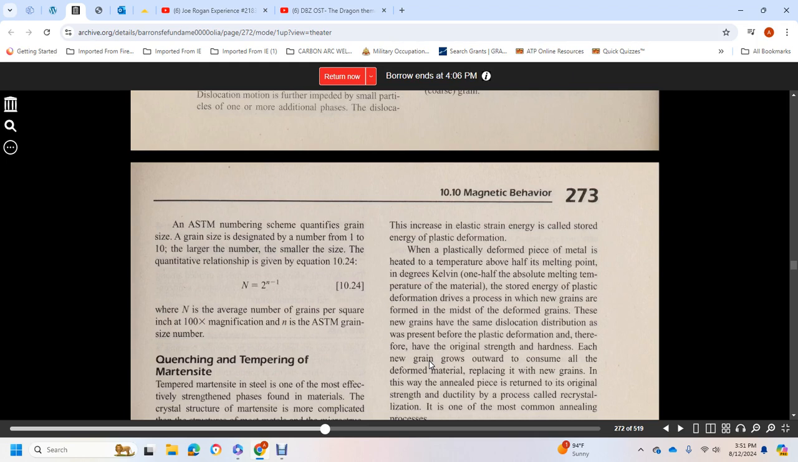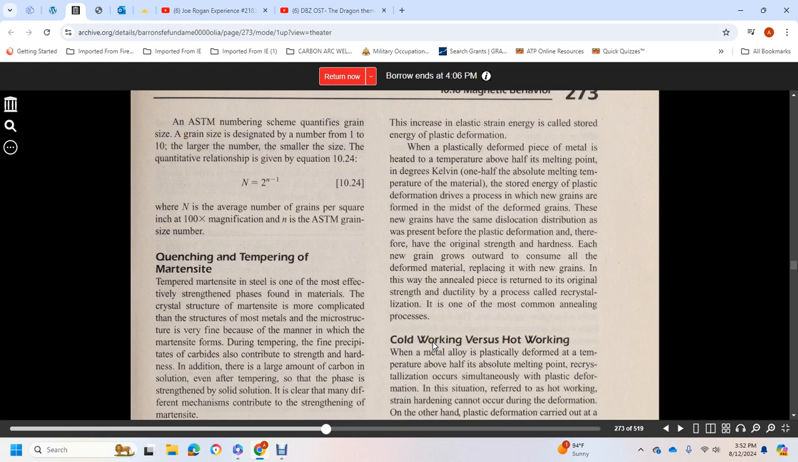With the stored energy of plastic deformation, new grains form in the midst of the deformed grains. These new grains do not have the dislocation distribution present after plastic deformation, and therefore they have the original strength and hardness. Each new grain grows outward to consume all of the deformed material, replacing it with new grains. In this way, the annealed piece returns to its original strength and ductility. This process is called recrystallization, one of the most common annealing processes.